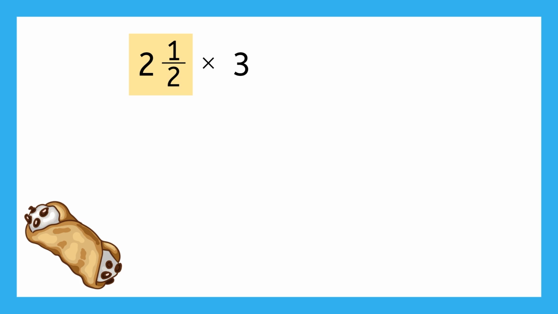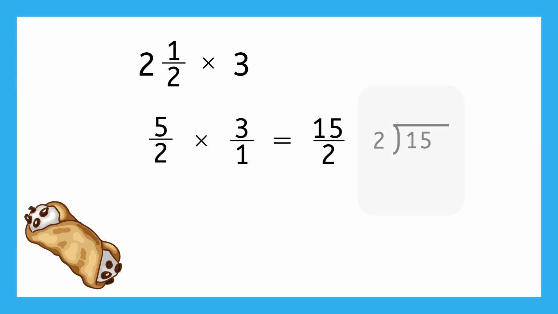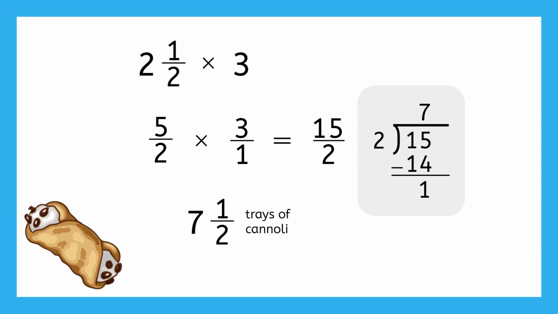Two and 1/2 changes to the improper fraction 5/2, and 3 becomes 3/1. When we multiply the numerators, we get 15, and multiplying the denominators gives us 2. 2 goes into 15 7 times with 1 left over. Mia will have 7.5 trays of cannoli.